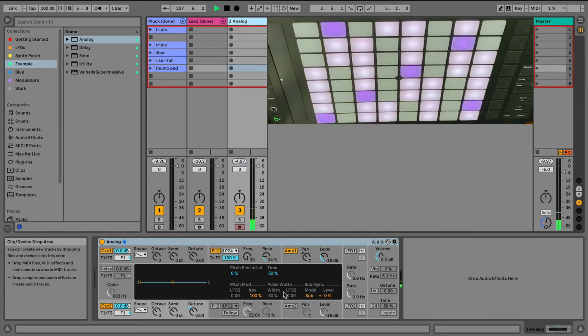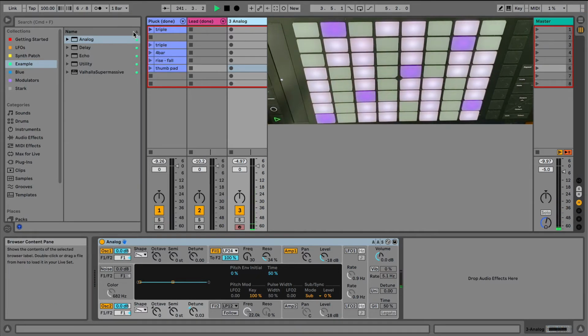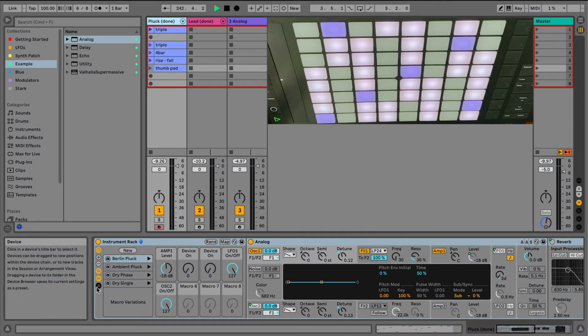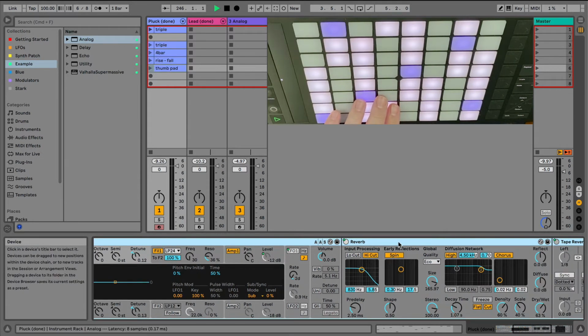Pretty close. Good enough. Then what we want to do is add a little room ambience on that. Okay. Now what I did here was I just added a plain old reverb.